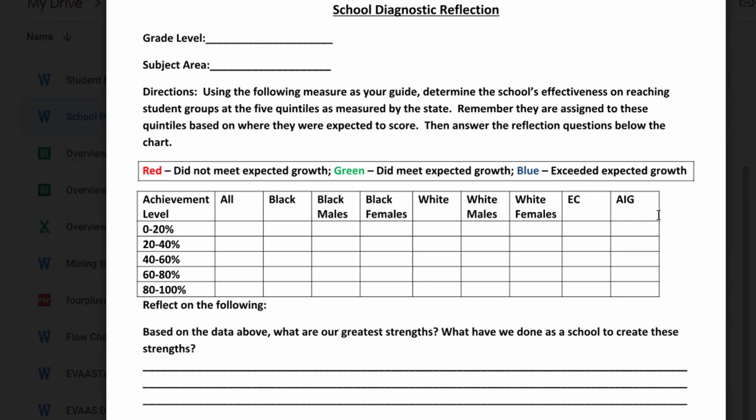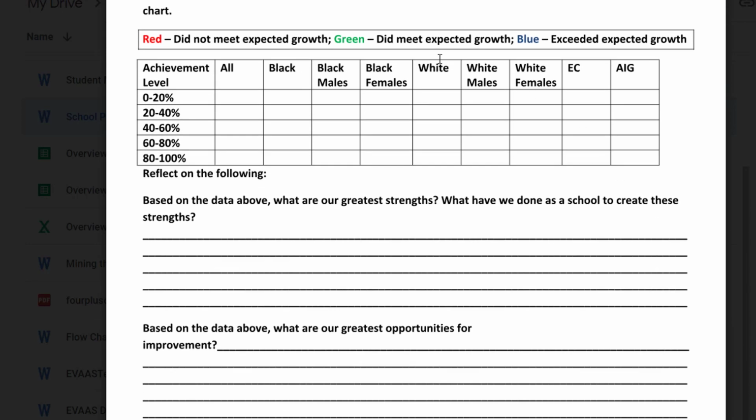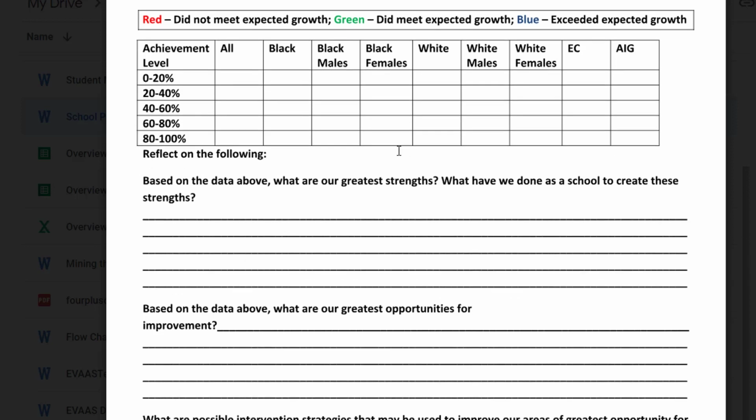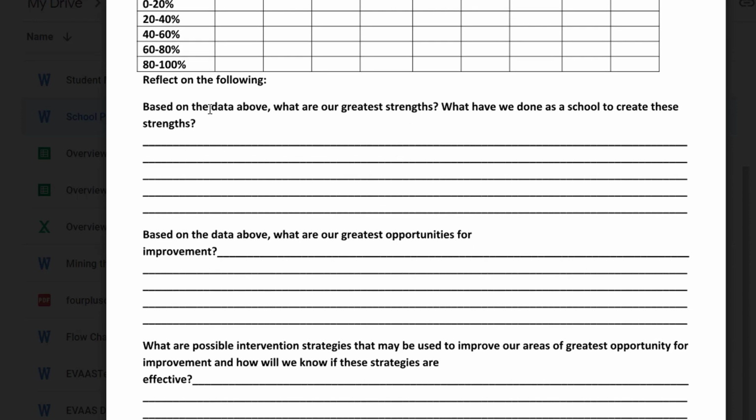If you have an EL subgroup, then you would want to recreate this chart and add your EL group in this chart as well. So whatever subgroups you have within your school, you want to make your chart representative of those subgroups. Once you have gone through and analyzed every single subgroup in your school in your diagnostic report, then you need to ask these questions.